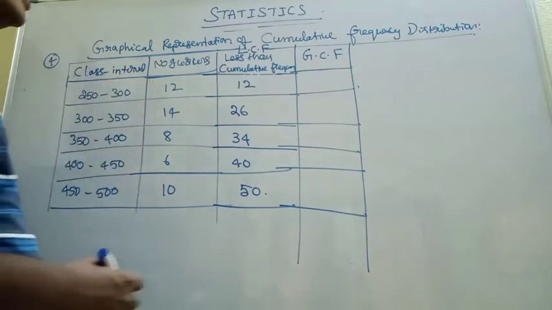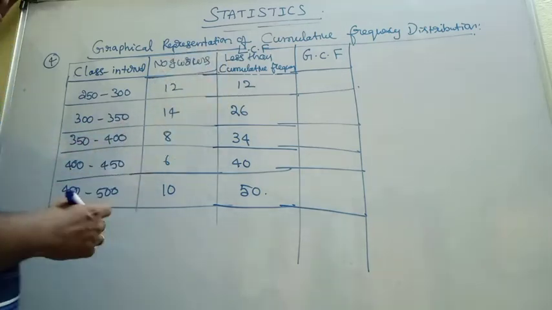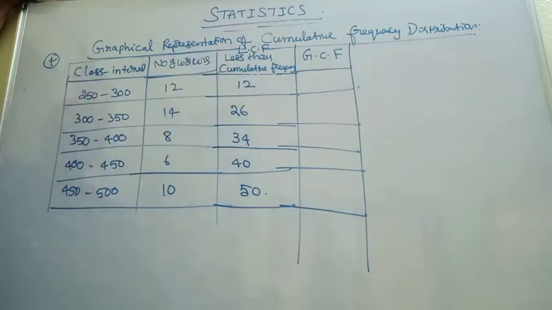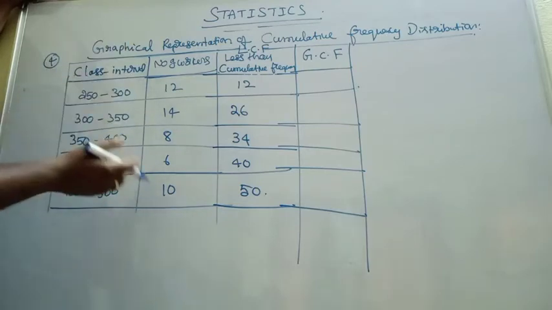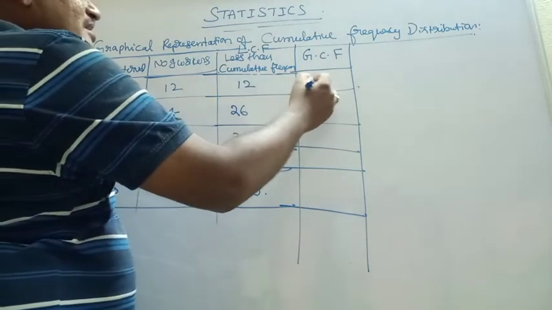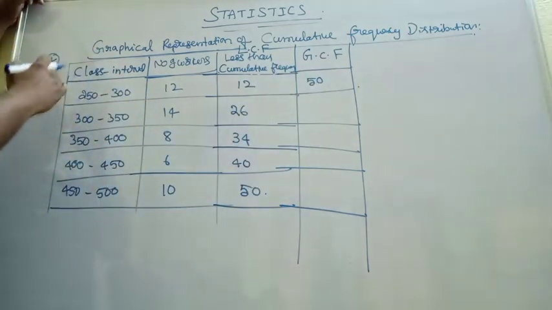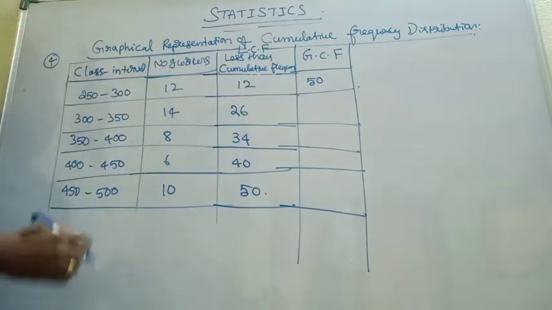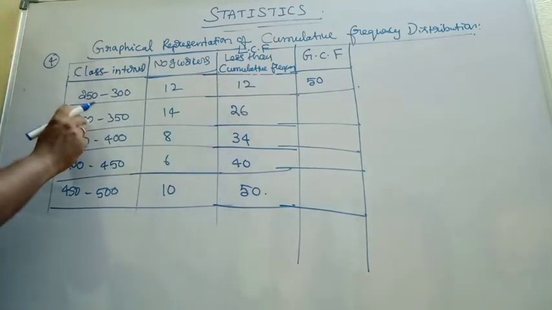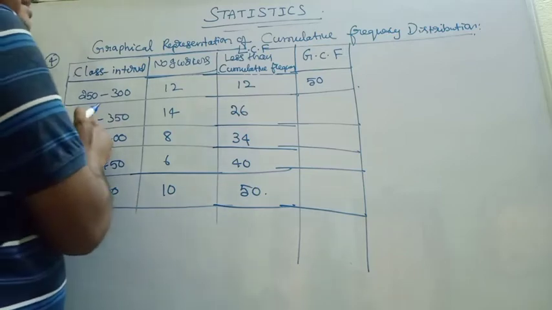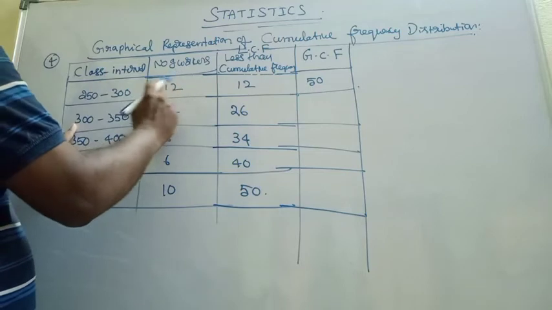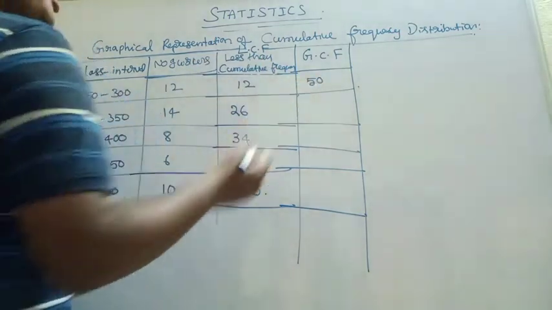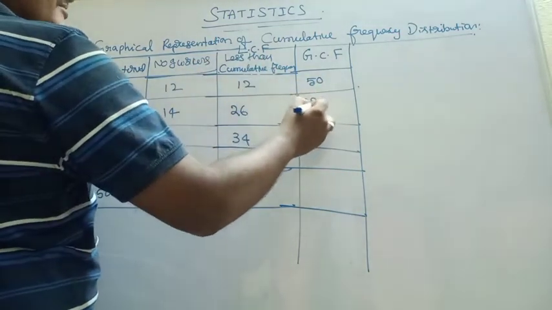Now GCF, greater than cumulative frequency. Greater than 250, how many laborers are there? Totally there are 50 workers, because for greater than 250 all will be counted, so 50 will come. Now greater than 300 means this 250 to 300, 12 will not come. That means 50 minus 12, that becomes 38.